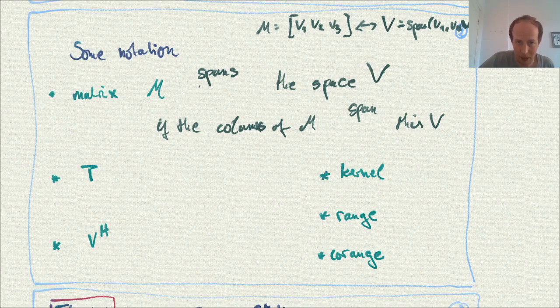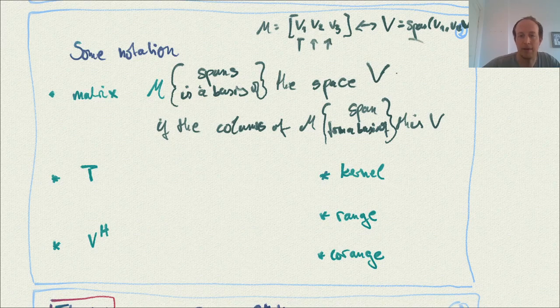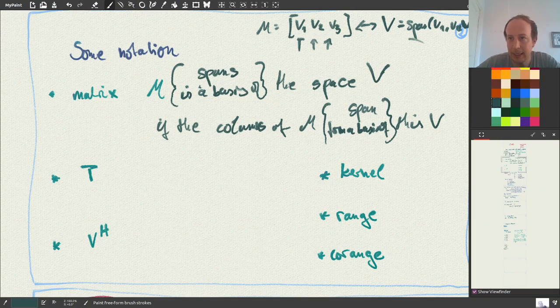And also we say that M is a basis of the space V if the columns of M form a basis of V. Okay, so we say matrix M spans the space V if the columns span the space, and this will make life much easier.